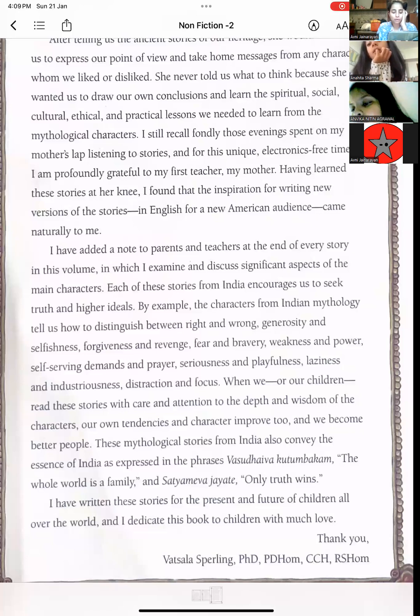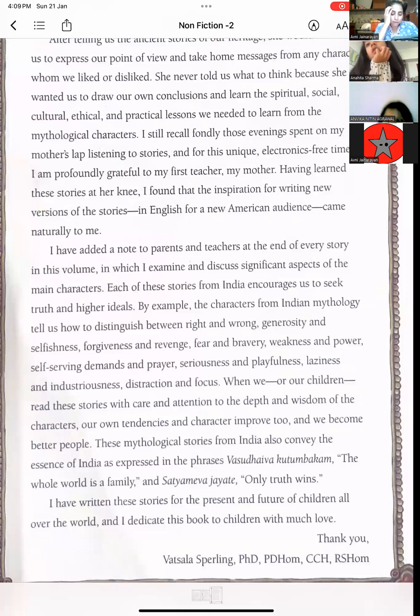Now, when our children read these stories with care and attention to the depth and wisdom of the characters, our own tendencies and character tend to improve. Okay, so which means that if we read good quality text, we also become more mature. So always see which sort of book you are reading, kids.